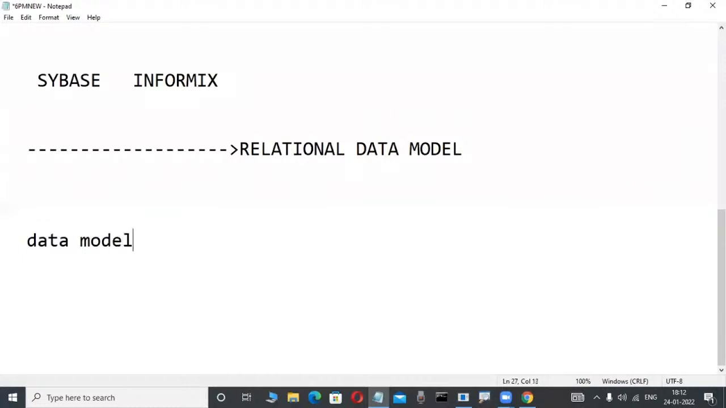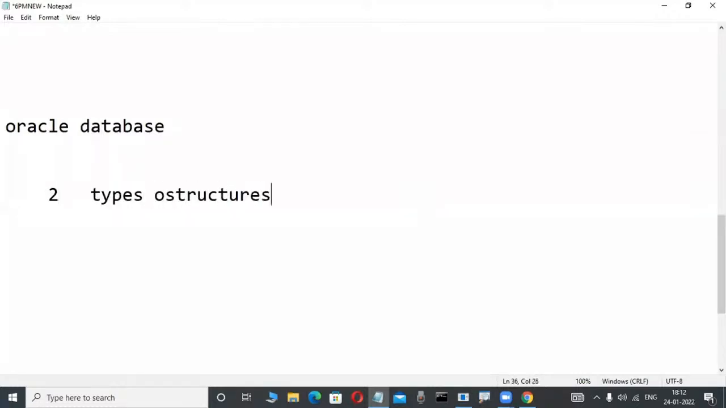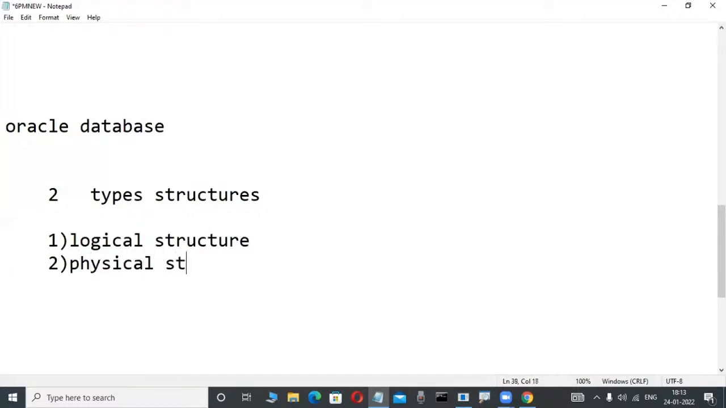What is a data model? Slowly observe here. Anybody who attended the previous class, I am telling one thing. Actually, suppose Oracle is a product here. This Oracle database or any relational database has two types of structures, as I told in the previous classes. One is the logical structure, another one is the physical structure.